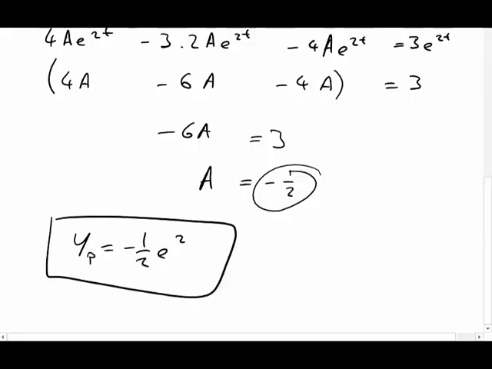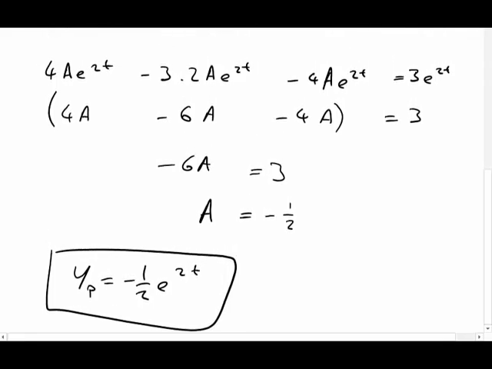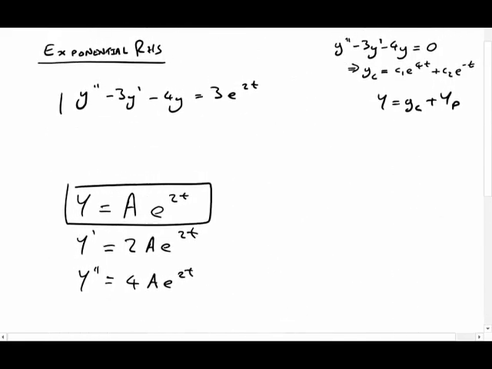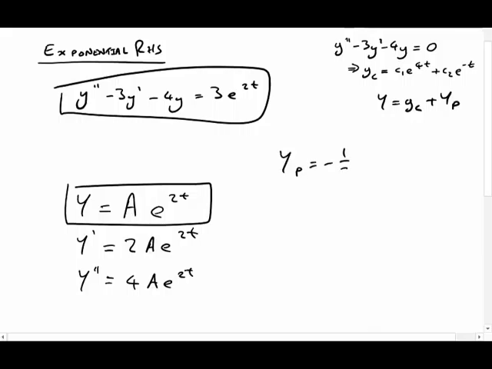In actual fact, you can verify yourself that when you plug this particular solution back into here, the left-hand side does in fact equal the right-hand side. So when we plug yp equals minus a half e to the 2t into here, we get the left-hand side equals the right-hand side. So therefore, we found a particular solution.